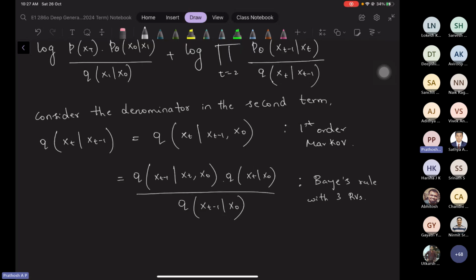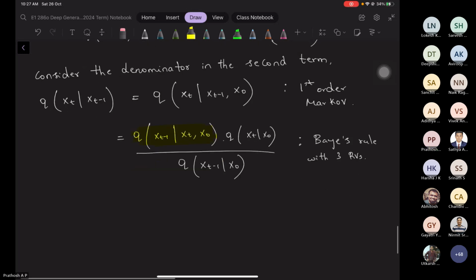So now note the first distribution that you have in the numerator. What is this? I will write that down. This is q of xt minus 1 given xt and x naught. What is this distribution? Can somebody guess?